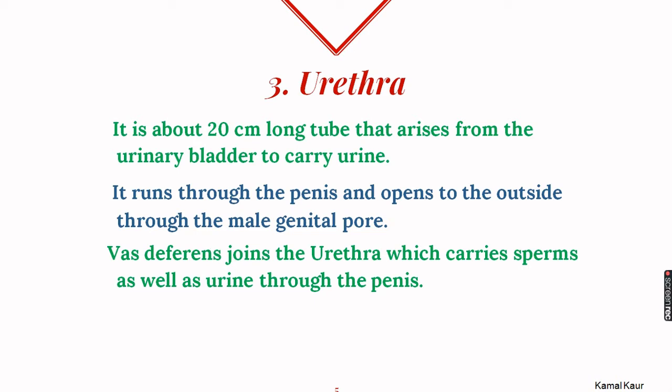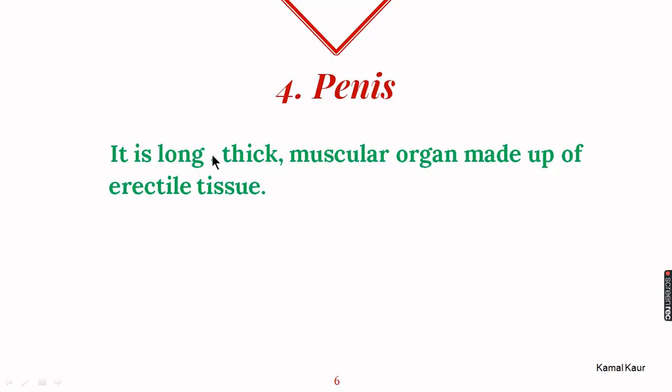Urethra we have done in the excretory system also. Urethra starts from the urinary bladder and it carries urine. But along with the urine, it also carries the sperms. And the last part is the penis, which is a long, thick, muscular organ and is made up of erectile tissue.